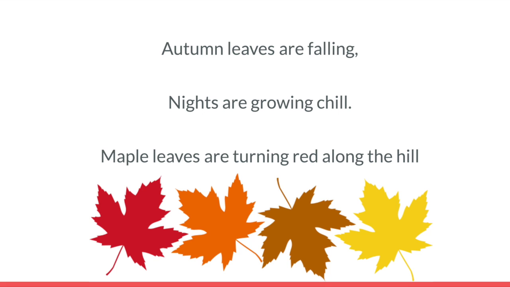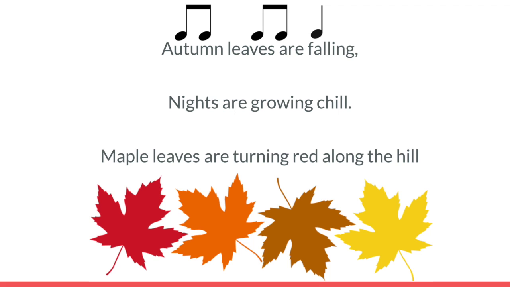Okay, what kind of sounds do you think, or what rhythm note are we going to use for autumn? Autumn makes two sounds. Ti-ti. Autumn leaves are. Leaves are, ti-ti again. Fall. Is it longer? Fall makes one sound. Ta.